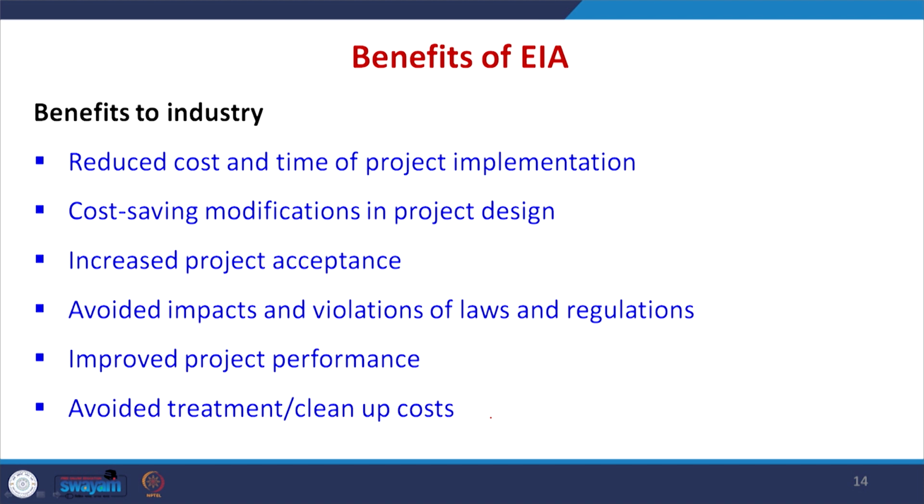Now, what are the benefits to the industry if EIA is carried out? So, it will actually reduce cost and time of project implementation, because you are trying to foresee what are the different steps, what will be the cost occurrence etcetera beforehand. So, cost saving modifications in the project design can be implemented beforehand. So, like I was telling that we can recycle back the water. So, actual water that has to be taken from any other source will be minimized. Similarly, energy intensification and integration can be done, so that we can do lot of energy saving.